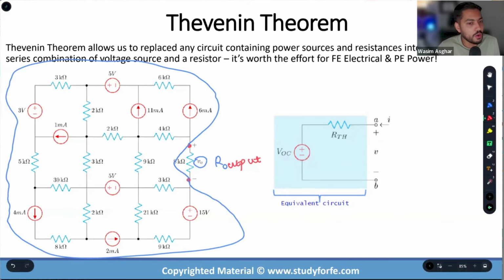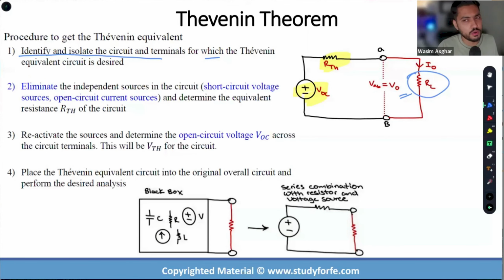In our pursuit of figuring out what VOC or VThevenin is and what R Thevenin is, we just have to follow a systematic approach. The systematic approach is step number one, the crucial step, where 90% of the mistakes are probably made. Identify and isolate the circuit and terminals for which the Thevenin equivalent is desired, right? So if I have a load resistor across which I want to find V naught, or through which I want to find I naught, then I have to define those terminals as A and B across it. Does it make sense? Which basically means that this resistor has to be out of the picture for a little while until I go through the steps of finding my VThevenin and my R Thevenin.